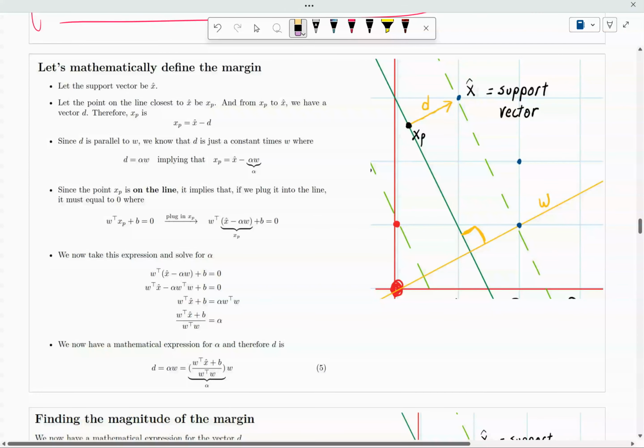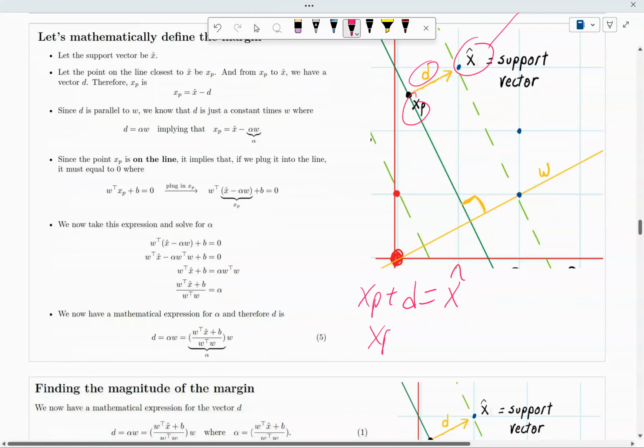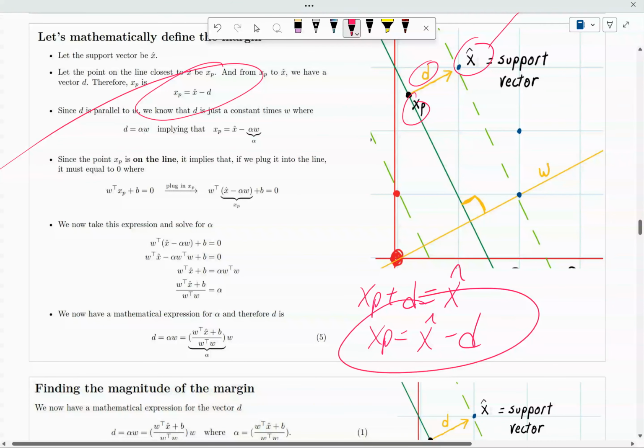To do this, we are going to define this point as xp, and this point, which is the support vector, the point that is closest to the other class, as x hat. So you can see that xp plus this vector d is equal to x hat, which implies that xp is equal to x hat minus d. Now we have an expression for this point, xp.